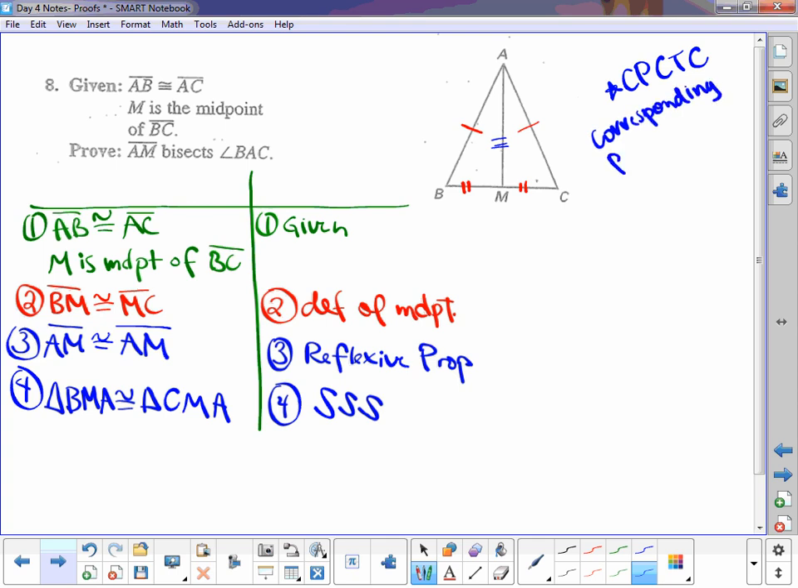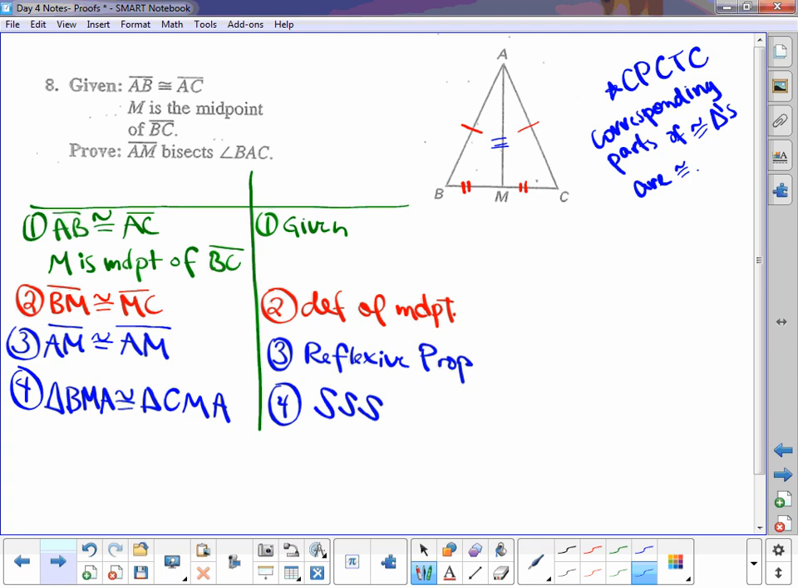Corresponding parts of congruent triangles are congruent. We can only use CPCTC after I have established triangles are congruent. Okay, I can't use it if I don't know the triangles are congruent.